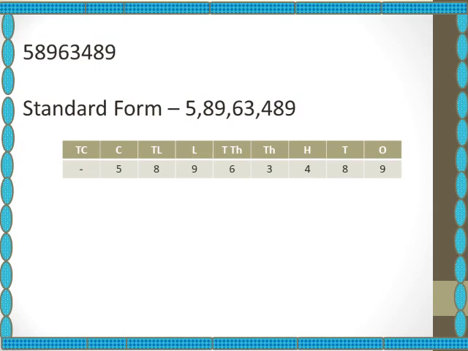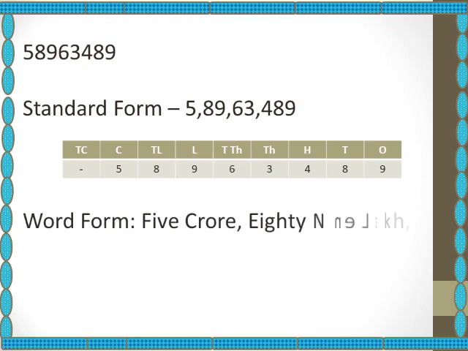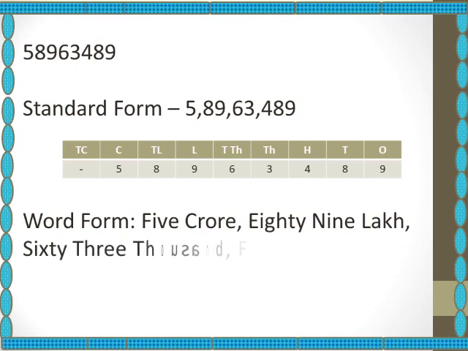The best way to read this number is to write the places on top of each digit. On top of 9 you will write ones, on top of 8 you will write tens, on top of 4 you will write hundreds, on top of 3 you will write thousands, on top of 6 you will write 10,000, on top of 9 you will write lakh, on top of 8 you will write 10 lakh, on top of 5 you will write crore. So then it will be easy for you to read this number.